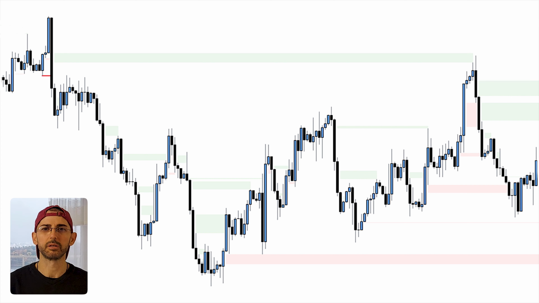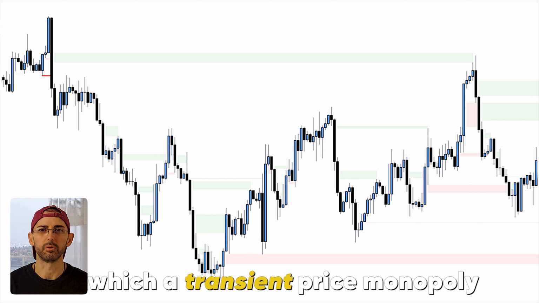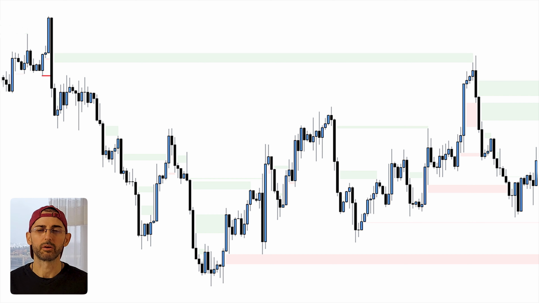Now, the reason for that is because after the impulsive move, the break in market structure, which needless to say, is an important element in our order block strategy, occurs during a phase in which a transient price monopoly is disrupted by new order flow entering the market. So the combination of these two components, the impulsive move and a break in market structure, means that instead of one large group dominating the market, players of different sizes have been introduced into the mix, thus affecting price.